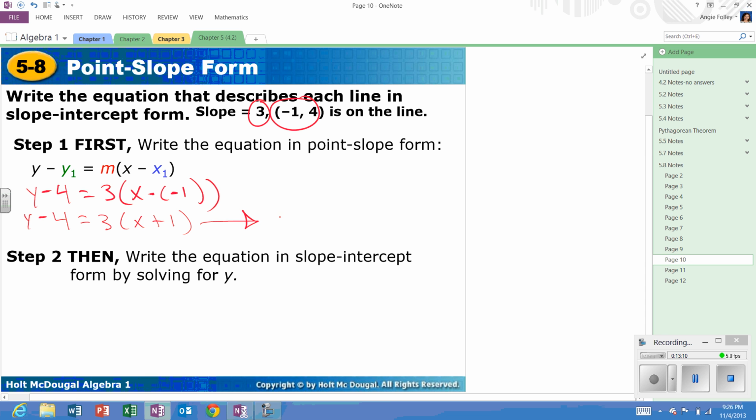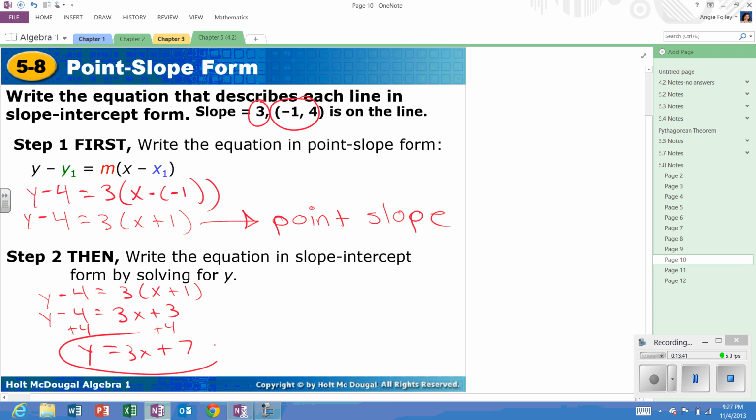So again, this is your point slope form. And I kind of was already doing this in the beginning examples. When we want to get to our slope intercept form, we're just going to solve for y. So I'm going to rewrite this equation just so it's down here for you guys. I need to distribute this 3 first, so that's 3x plus 3. And then I'm going to move this 4 over, so I get y is equal to 3x plus 7. And you just got now to the slope-intercept form. So there are 2 different ways of writing an equation.